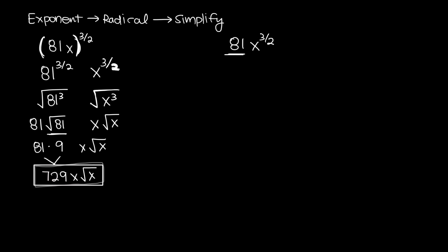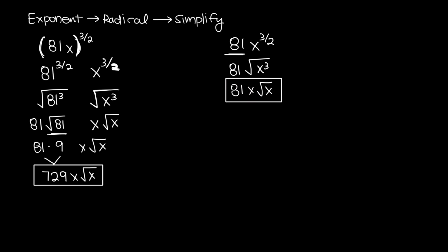Okay, now going back to the second example that I gave you, leave the 81 alone, and then you have your square root of x to the third. You're going to take out one of the x's. 81 x square root of x will be your final answer.